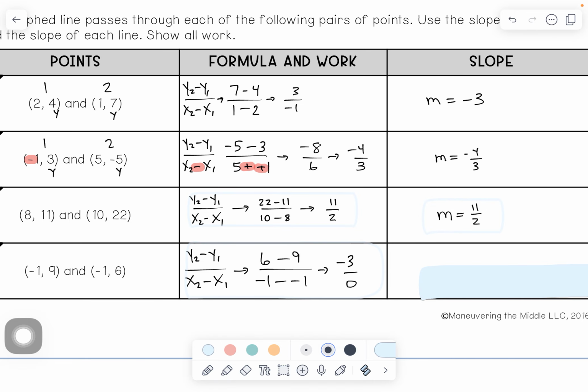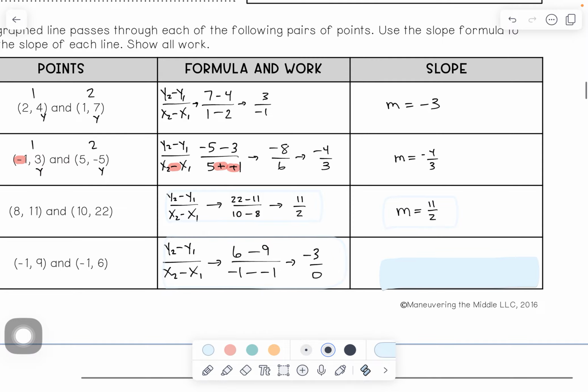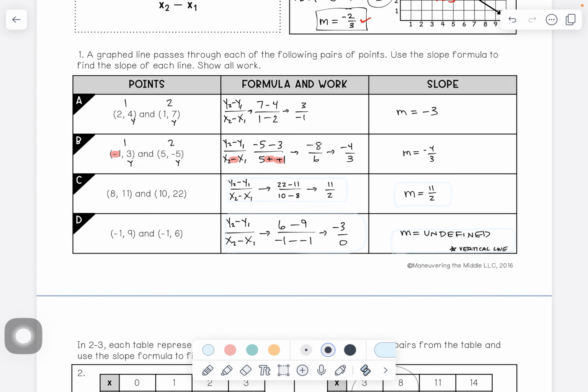And the bottom one here, my formula, plug in my y values on top, my x values in the bottom. This one comes out to be a special situation. I got a 0 on the bottom. So -3/0 should be a flashing red light for me, but if it's not, and I type it into my calculator, it's going to give me an error message because the slope here would be undefined. This would be a vertical line. All right, let's turn the page.